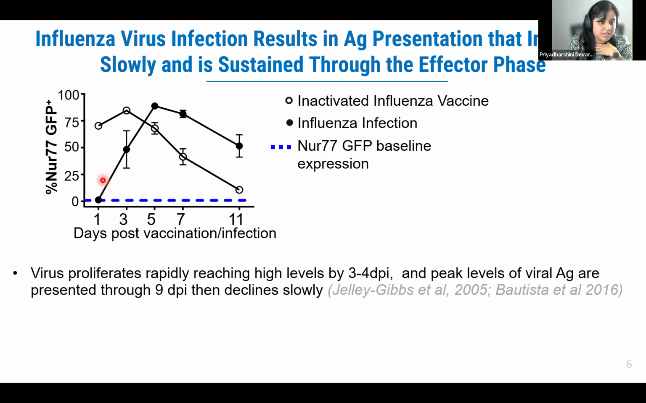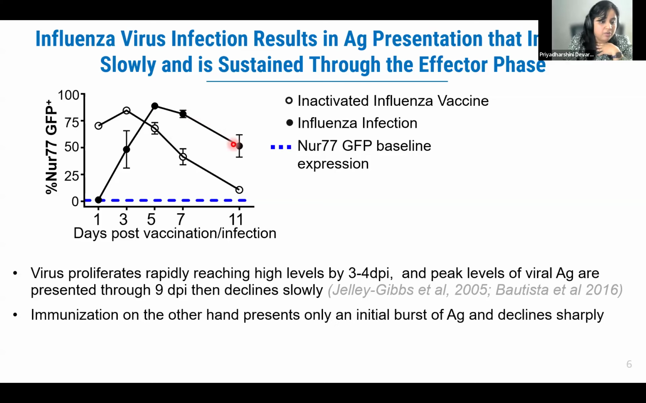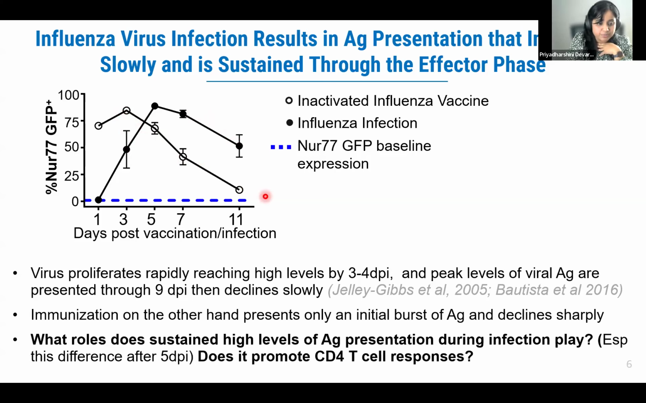with time. And what you see is that virus proliferates rapidly, but it reaches a peak later on compared to vaccines. And this peak of antigen recognition is somewhat maintained for some time before it declines rapidly. Whereas with immunization, you see there's a short bout of antigen presentation and then a crash that happens. So we tried to ask, what role does the sustained high level of antigen presentation during infection play? And because we were interested in CD4 T cell responses that we see is important for more of these sophisticated levels of immune response, we asked, does it promote CD4 T cell responses?